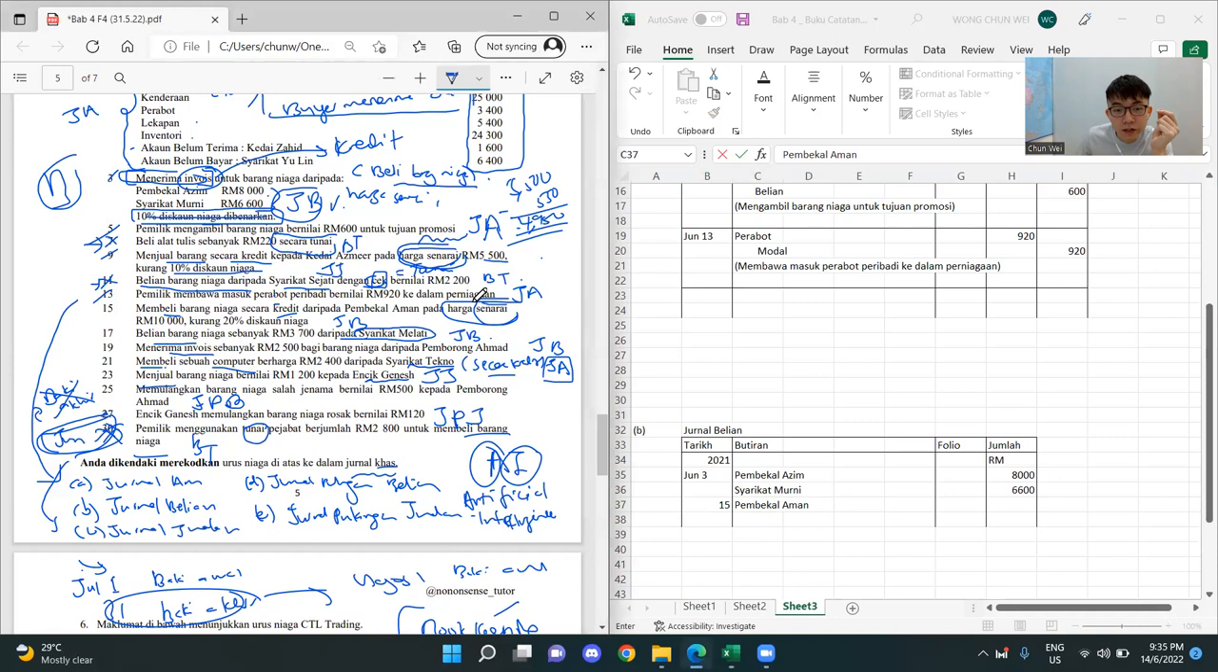Pada harga senarai again, harga senarai 10,000 dan kurang 20% discount. So when you say harga senarai and ada discount, then you have to minus. Alright, so the harga senarai is 10,000. We minus the discount, which is how much? 20%. So 20% of 10,000 is 2,000. So you minus 2,000, you get 8,000. So 8,000 is the harga invoice. So 8,000 here.